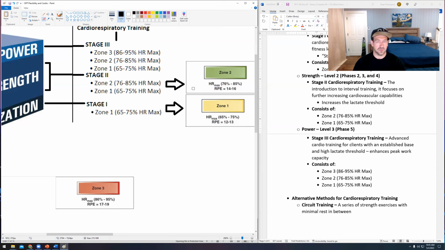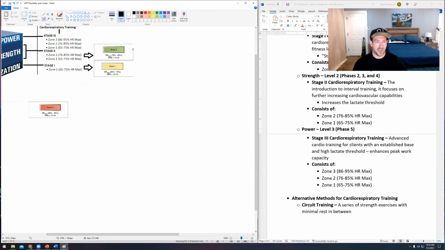I'm gonna erase some of this. So that is that. Does that make sense, guys? Any questions on stage 2, the stage 2 approach? It's a little bit confusing, but it's okay.